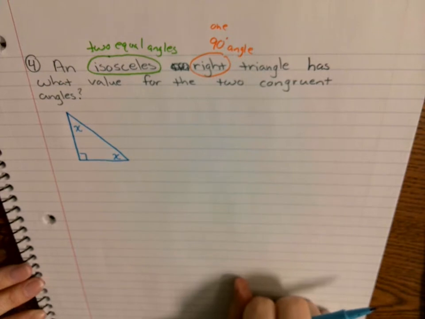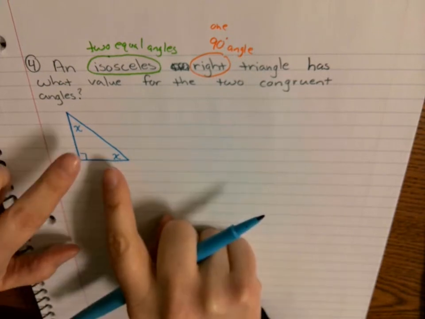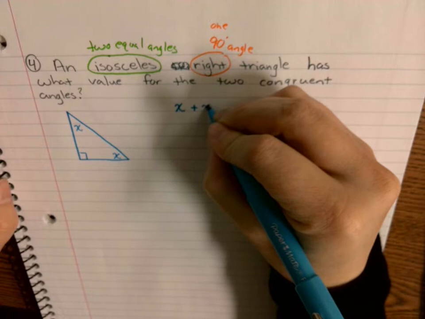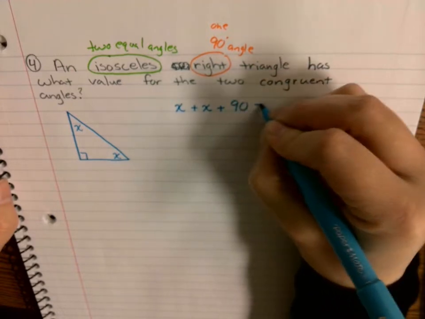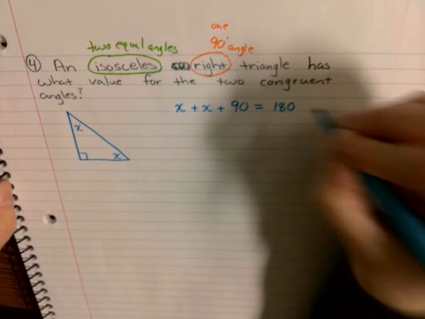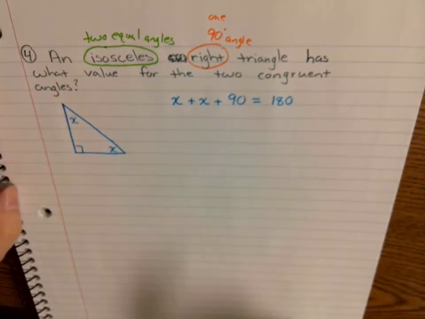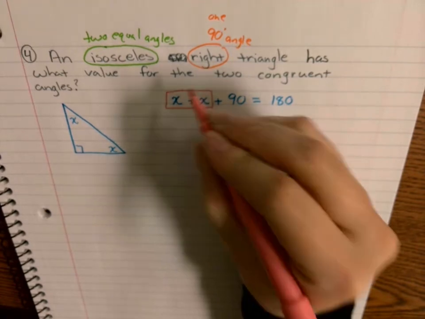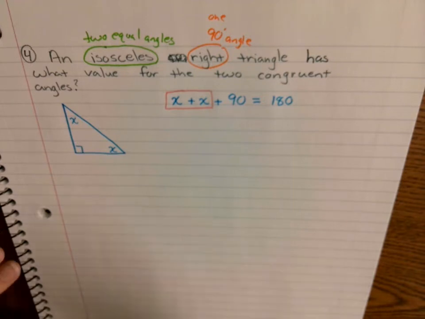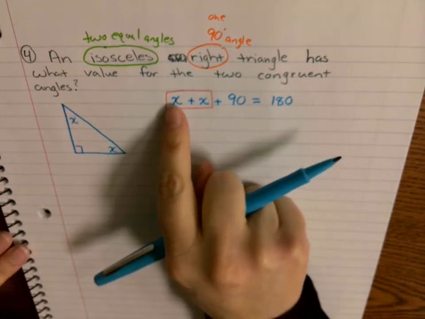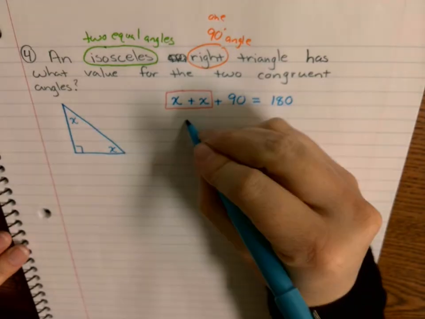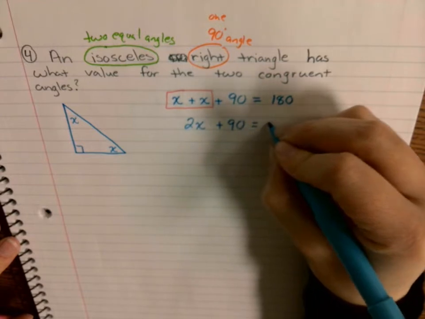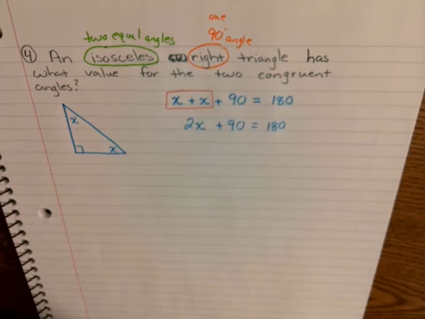So when I'm creating my equation here, I'm going to have x plus x plus 90 is equal to 180 degrees. We want to start off by combining like terms first. What's x plus x? Say louder. 2x, right? 1x plus 1x is going to equal 2x. So we have 2x plus 90 is equal to 180. 2x plus 90 equals 180.